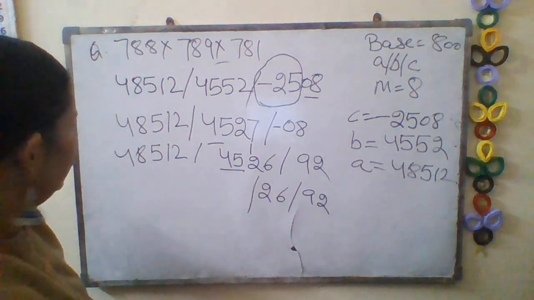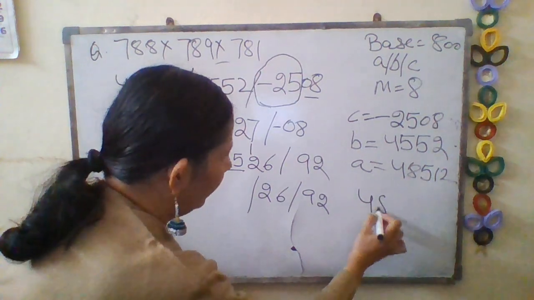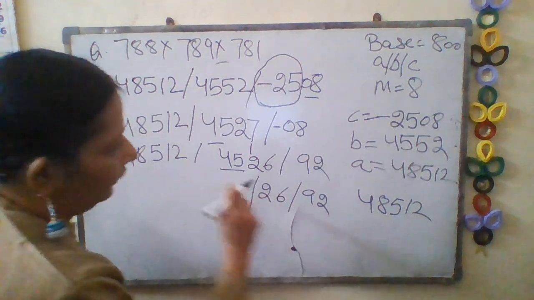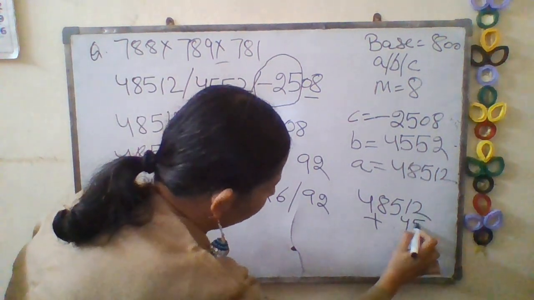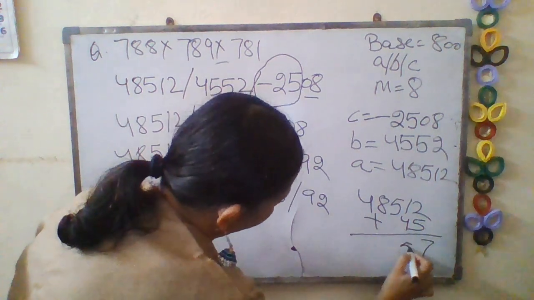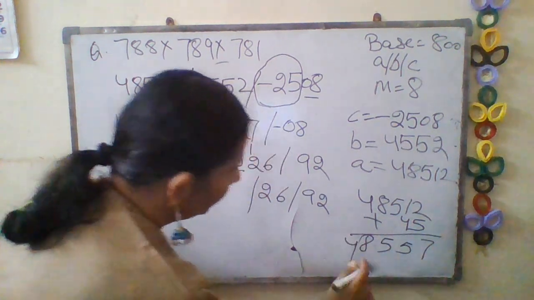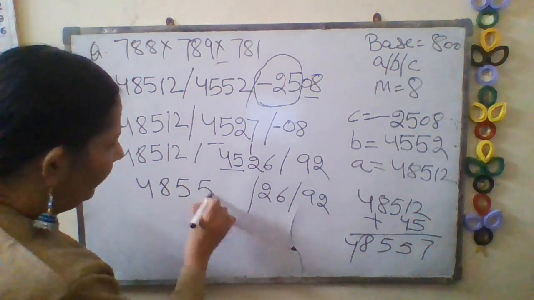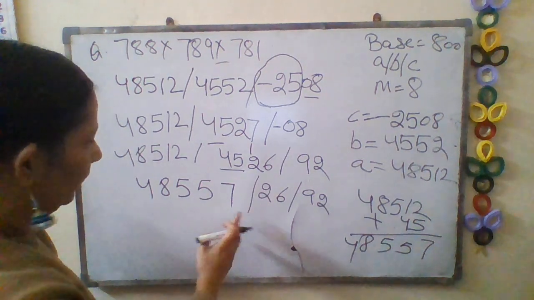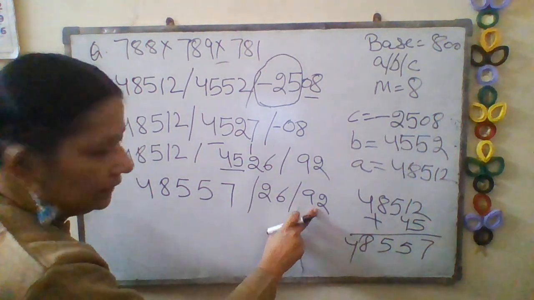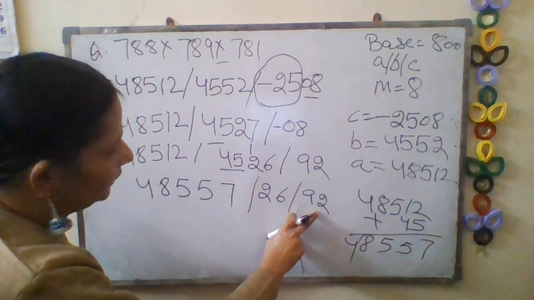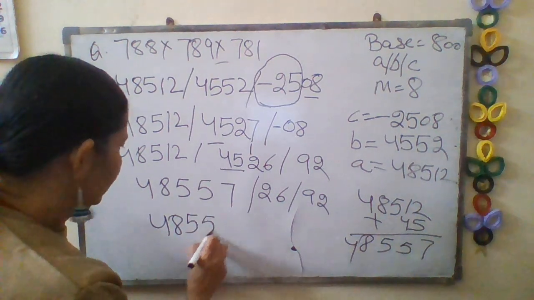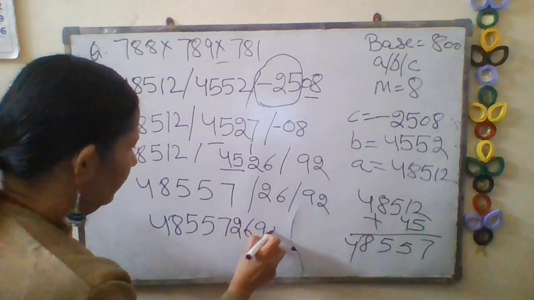This 45 is extra. So you write down A part. A part is 4, 8, 5, 1, 2. So extra is 45. You add 45 with this. Okay. So what will you get here? Okay, now you got this 4, 8, 5, 5, 7. Now you see here, this is your answer, because in C part also now you have 2 digits, in B part also you have 2 digits. So you write down this as it is. Now this is your final answer. Okay.